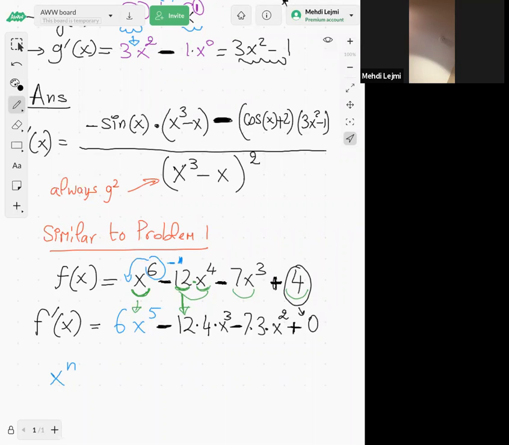So you see there's a difference here. If you have a number like 7 times some function, you have to keep the constant times whatever derivative you have, right? But if you have just a constant by itself, just a number by itself, then the derivative would be 0. So the answer would be, as you said, f prime of x equals 6x to the power 5 minus 48x cubed minus 21x squared plus 0. So that's your f prime of x.